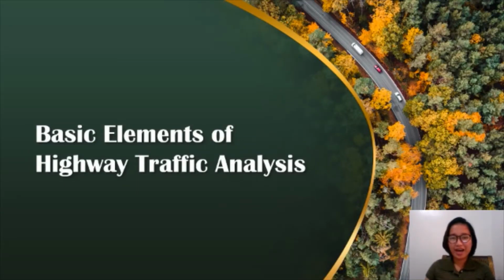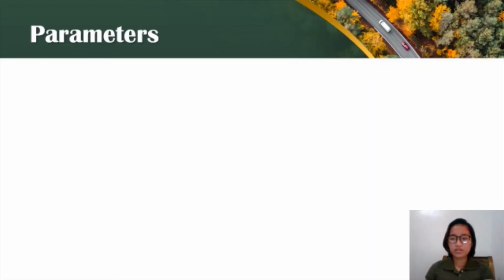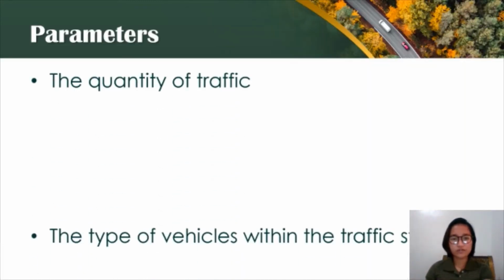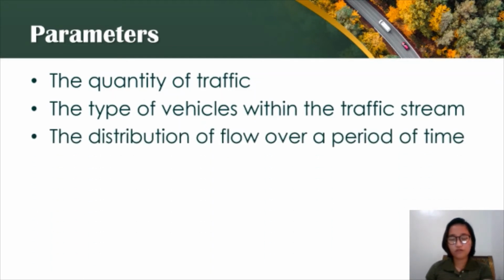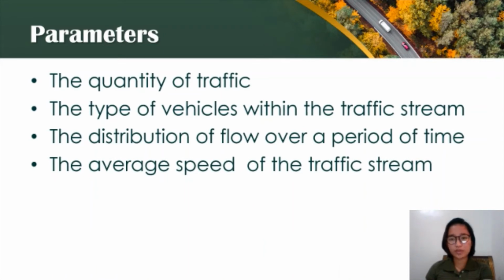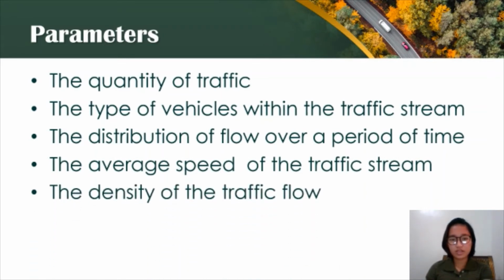We can say that a highway is functioning effectively if it can assist and accommodate the flow of vehicles with both safety and efficiency. So in order to measure its level of effectiveness, there are certain parameters associated with the highway that must be measured and analyzed. These parameters are the quantity of traffic, the type of vehicles within the traffic stream, the distribution of flow over a period of time, the average speed of the traffic stream, and the density of the traffic flow. So the process of examining these parameters is termed as traffic analysis.